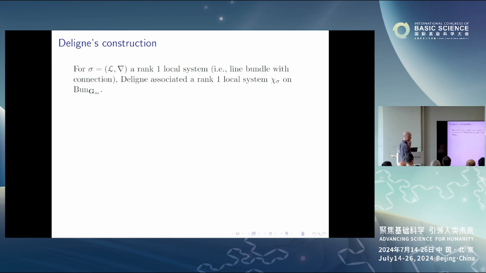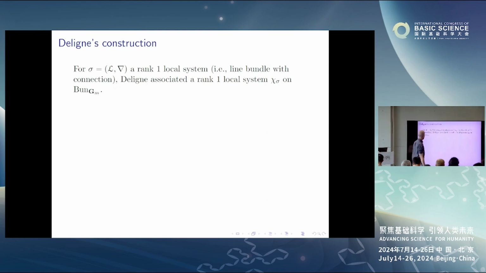Okay, so this geometric class field theory, it starts with a construction. Well, the main point in some way is a construction due to Deligne. So what we're going to start with is something I call sigma, which is a rank 1 local system. So that's a line bundle with connection. And attached to this, what Deligne's construction does is define a rank 1 local system, which we call chi sub sigma, on Bun GM.